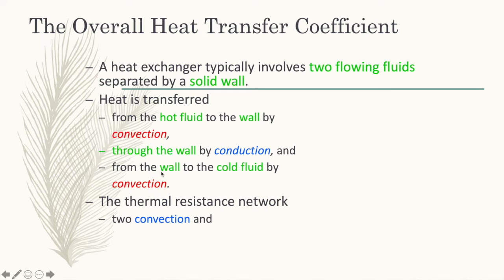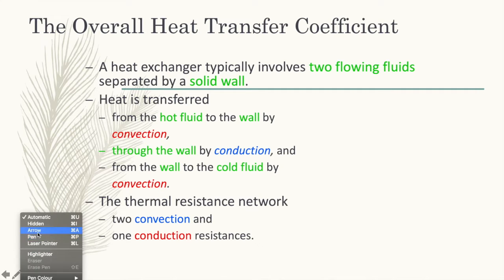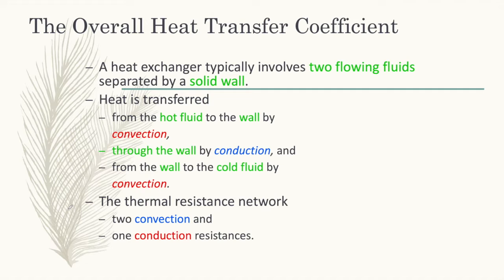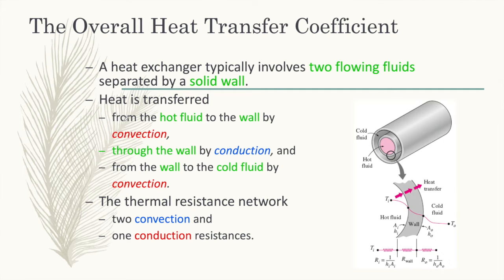The first one is from the wall to the cold fluid, which is a convection process. The hot fluid to the wall is also a convection process, and we have one conduction resistance. If we are doing the thermal resistor network, we have hot fluid inside the tubes. This is a double pipe heat exchanger, where there is an annular space in between the outside tube and the inside tube. This is what we call the annular space.